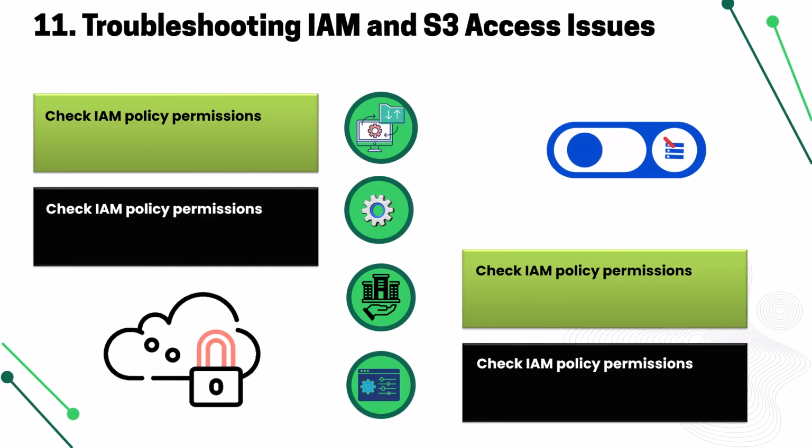Ever had that access denied moment? Yeah, it's frustrating. First, check IAM policies. Sometimes it's just a missing permission. Next, bucket policies and ACLs could be the sneaky culprits. AWS IAM Access Analyzer is your best friend in spotting overpermissive access. CloudTrail logs are the detectives, catching every access attempt and failure. Troubleshooting may feel like playing detective, but hey, solving mysteries is fun.